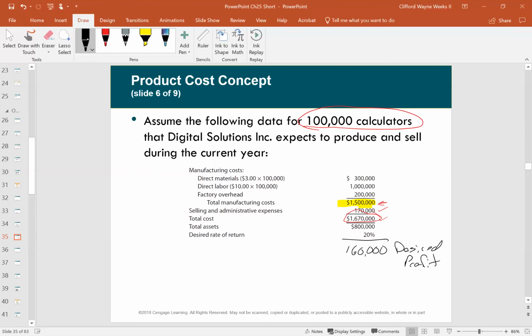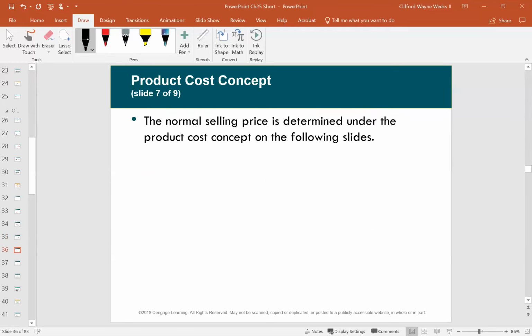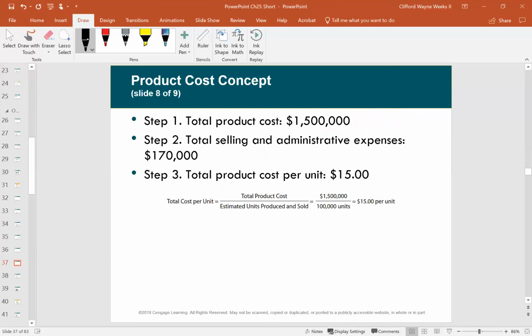So we're going to take step 1. We have our total product cost, 1.5 million. Like I said, I usually skip number 2 and go straight to number 3. We know that we're going to produce 100,000 units of calculators, and so it comes out to be $15 per unit.